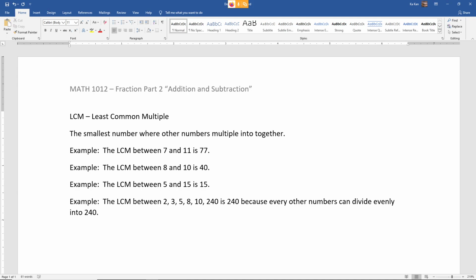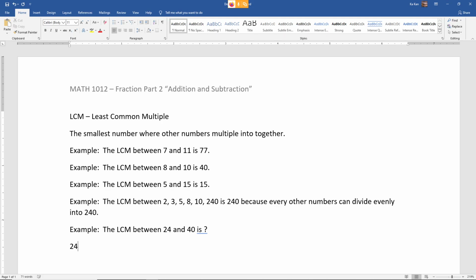Just a fact. The problem is, what happens when you have something like the LCM between, let's say, 24 and 40? That's a big problem because with 24 and 40, it's not very obvious which number they can go into. So here is the way to do it if you cannot recall that number immediately.